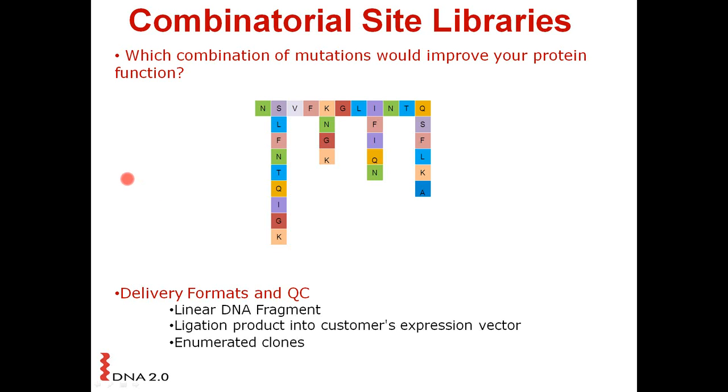We try to encourage customers, when they're ordering this sort of a library, to restrict the diversity to under 1 million at a time. But we have had customers that order very large diversity and get good results with that as well. You can receive these as linear DNA fragments again, ligation products into your own vector, or as enumerated clones. Of course, with enumerated clones, if you specify a diversity of 10 million, we're not going to be able to deliver that as enumerated clones. And of course, we'll discuss that with you during the order specification process.